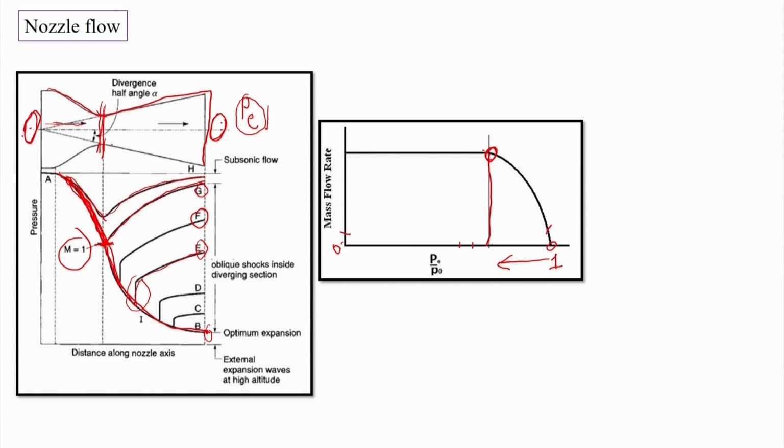In some of these cases we have the shock in the divergent portion, but this is not going to alter the mass flow rate. So, mass flow rate is frozen for the flow. This mass flow rate, which is fixed at a state where Mach 1 is reached in the minimum cross section, is called the choked mass flow rate for the nozzle.